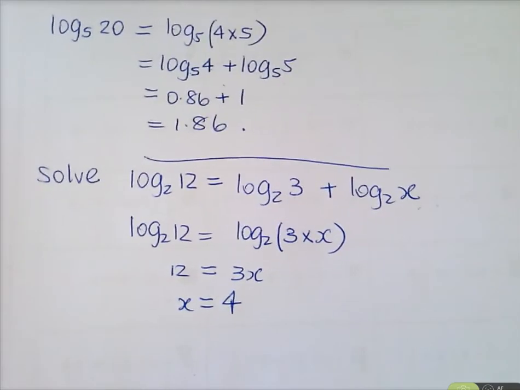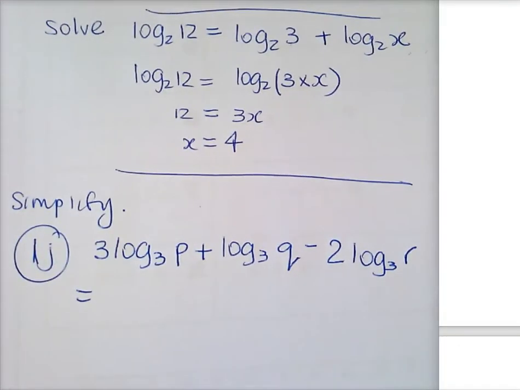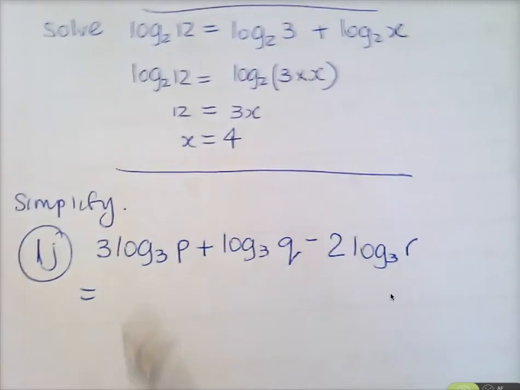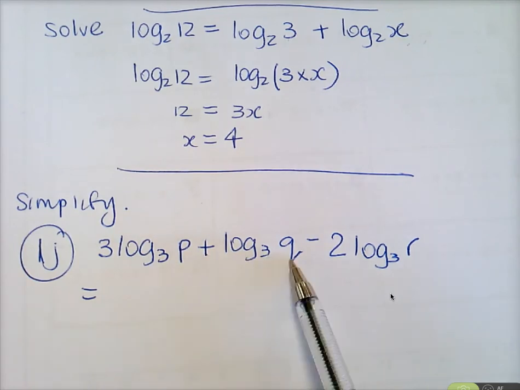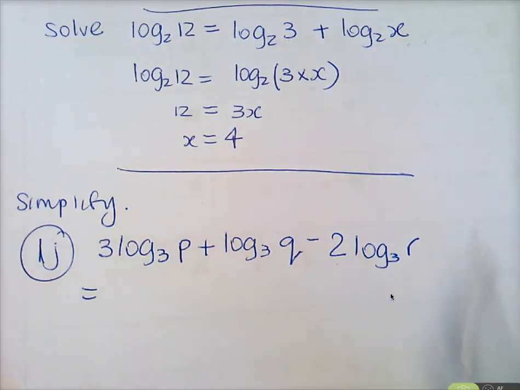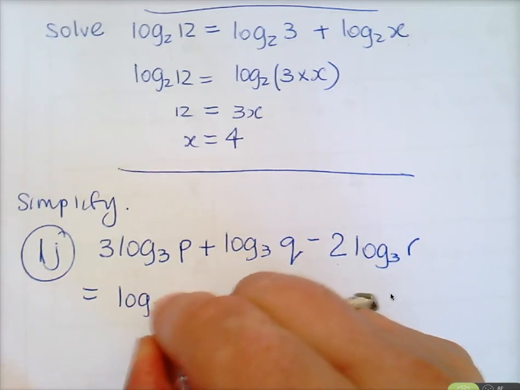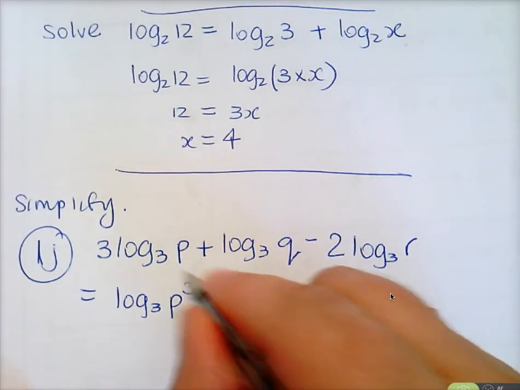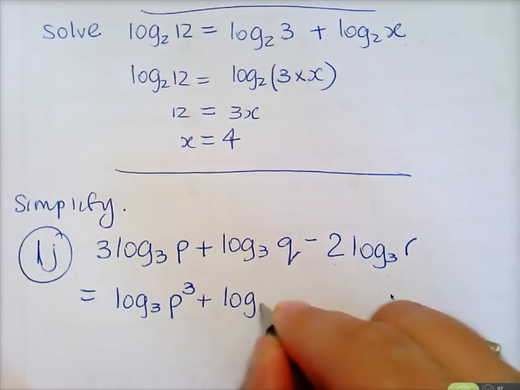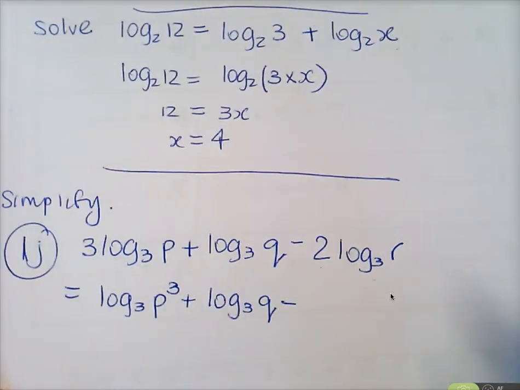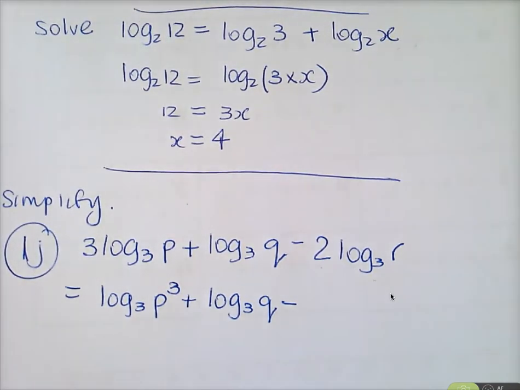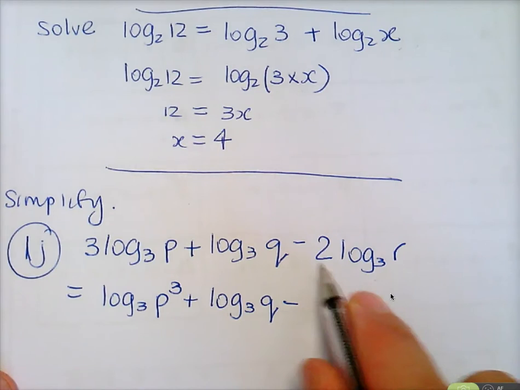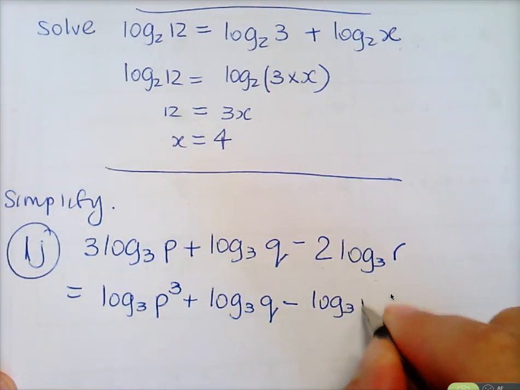All right, I'll see what else I can find in here. At the last, exercise 4.5, just the last question in each question. To simplify the following: 3 times log to the base 3 of p plus log to the base 3 of q minus 2 times log to the base 3 of r. What happens with this 3? Yeah, it's log to the base 3 of p cubed plus log to the base 3 of q, because the rule is this. That third rule, rule number 3. And what should I do with the 2? Log to the base 3 of r squared.